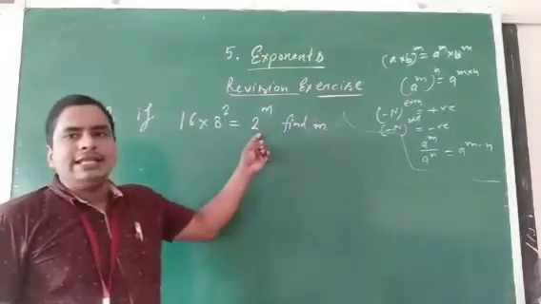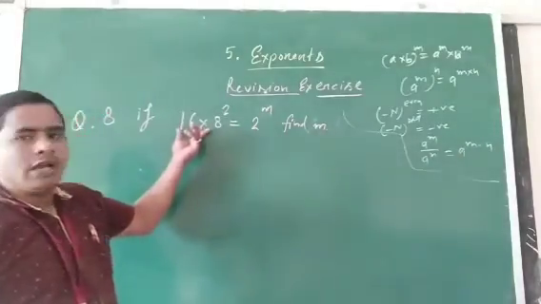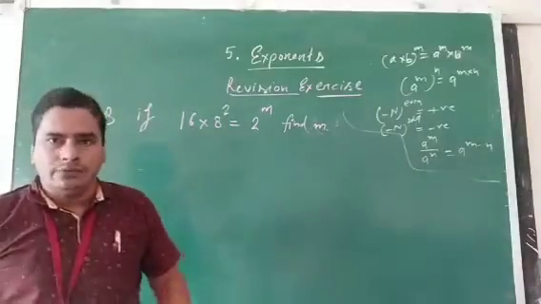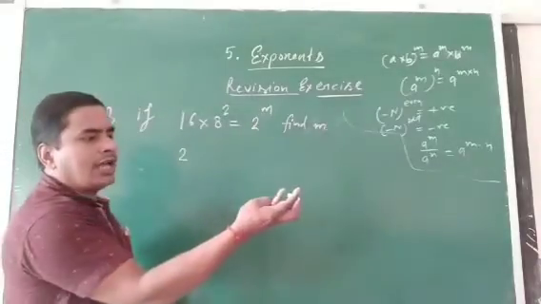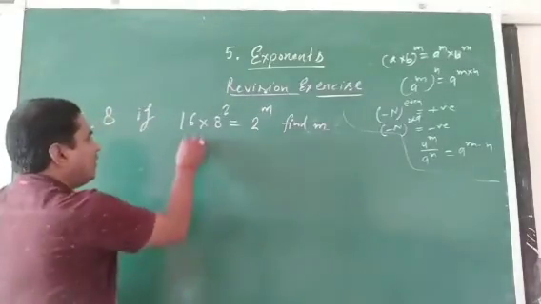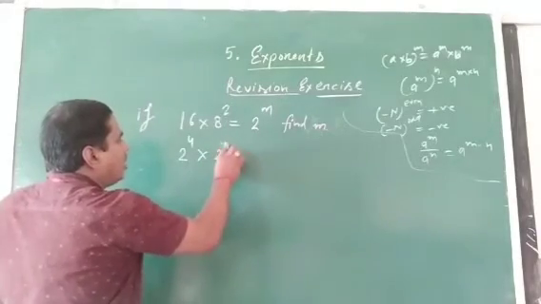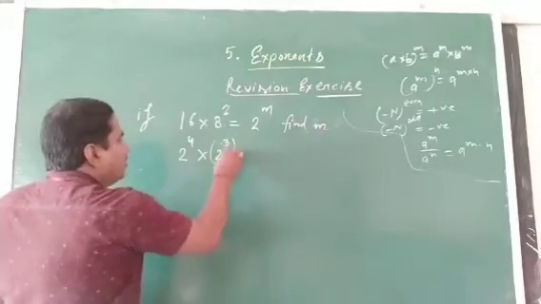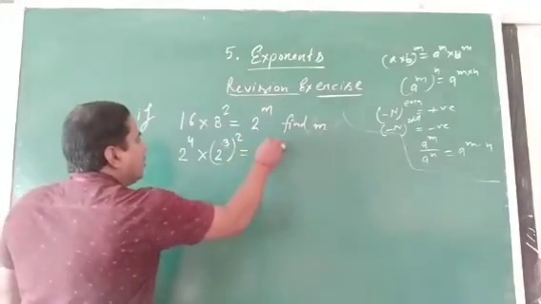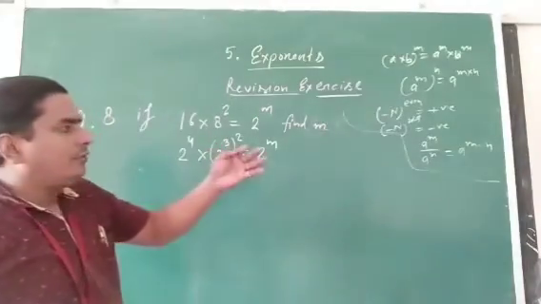Here one side is given as 2 to the power m, whose base is 2. So here we have to convert all the terms to base 2. So you can write 16 as 2 to the power 4. Here you can write 8 as 2 to the power 3, whole power 2, equal to 2 to the power m.